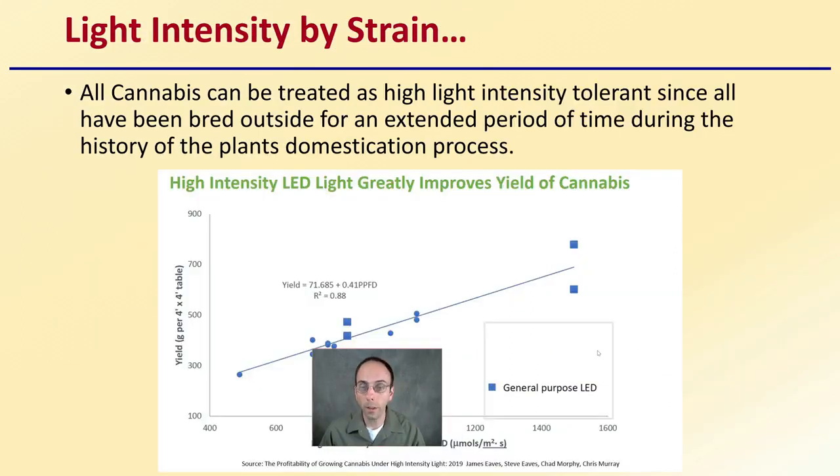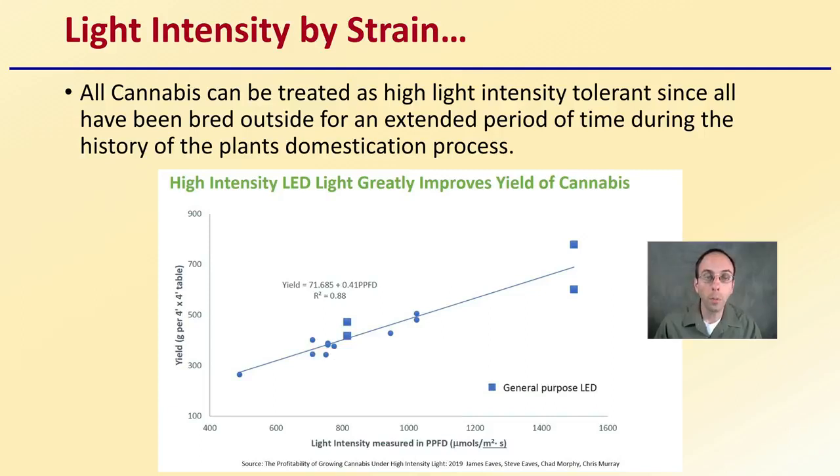So, light intensity by strain. Well, all cannabis can be treated as high light intensity tolerant, since all have been bred outside for an extended period of time during the history of the plant's domestication process. What that means is, because this is a recently brought inside plant, but for the most part an outdoor grown plant, it has been bred to handle the intensities of natural sunlight, which typically is a lot higher than what plants would be experiencing in an indoor environment.